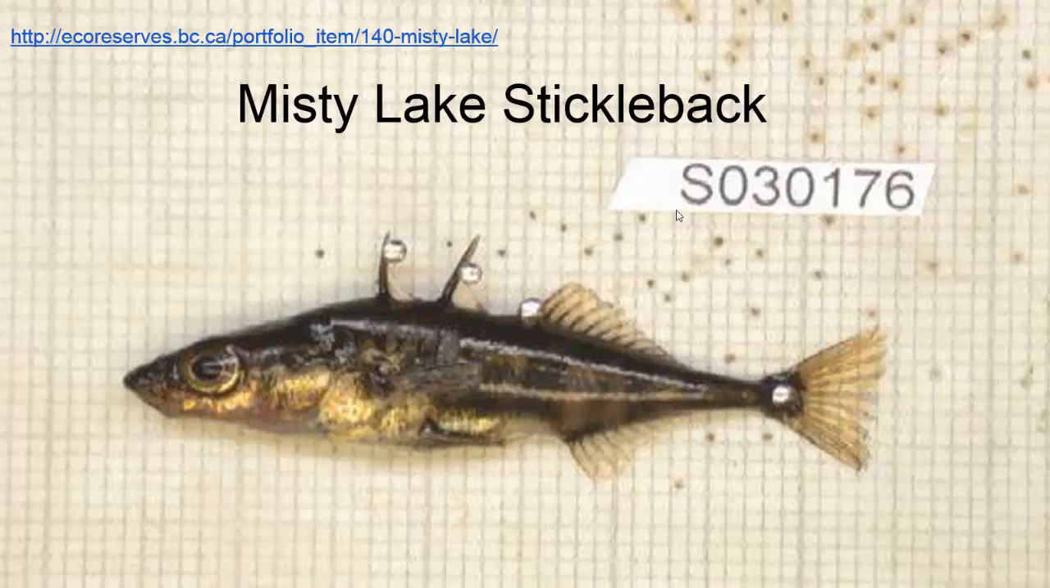There is also the Misty Lake stickleback, which is a small fish found in Vancouver Island, British Columbia. It was designated an endangered species in 2006. Since it has a different variation of its species in the Misty Lake stream that branches from it, the species is extremely valuable to the study of evolution.